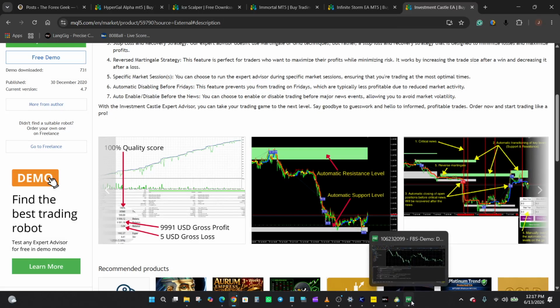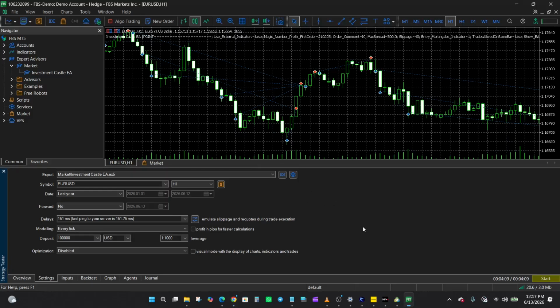Let's see how this EA performed in 2026. We are testing the Investment Castle EA on Euro USD on the H1 time frame, and we are testing from the beginning of this year till date. As for the delays, we are using the last ping to the server. We are using the every tick modeling as well for a level of accuracy.